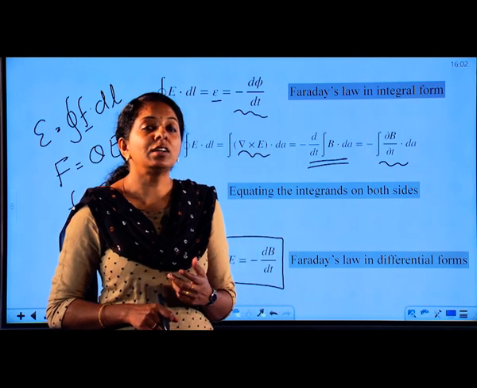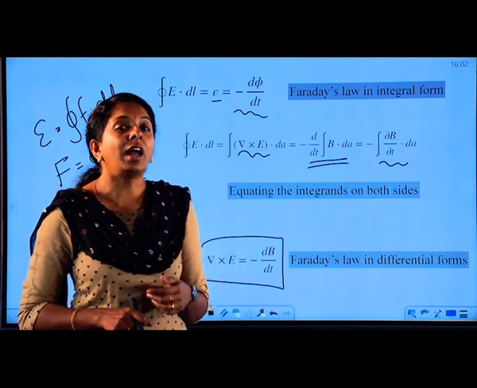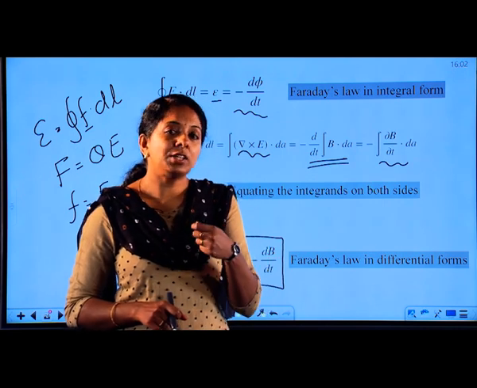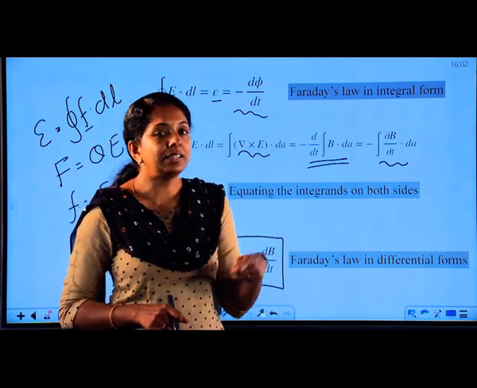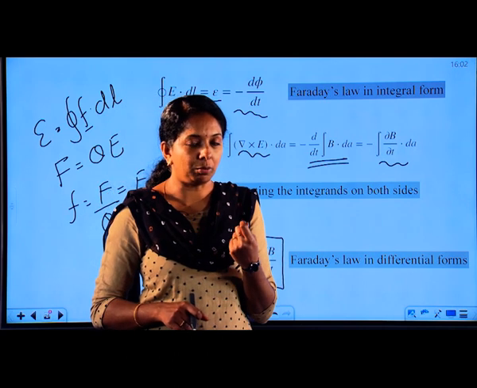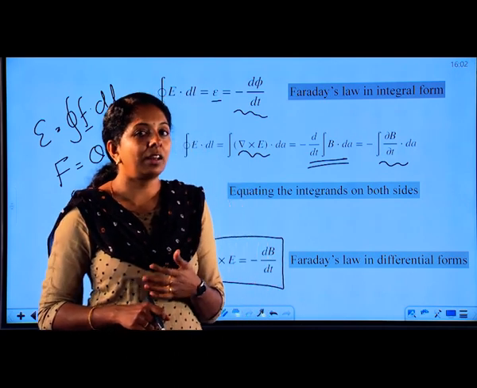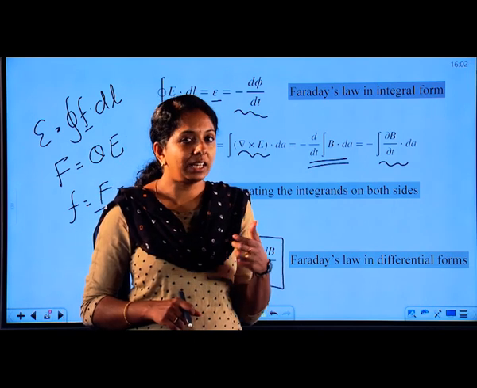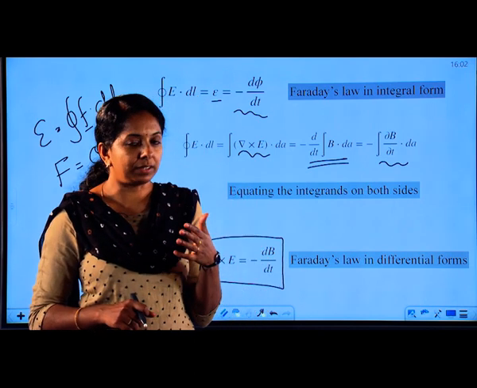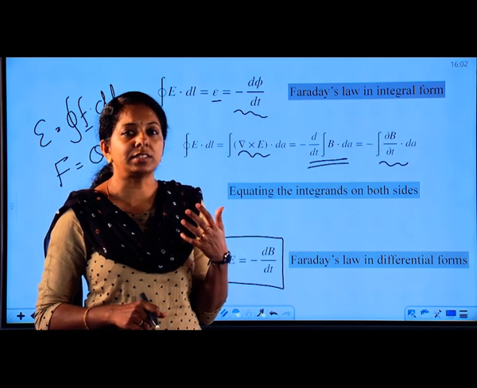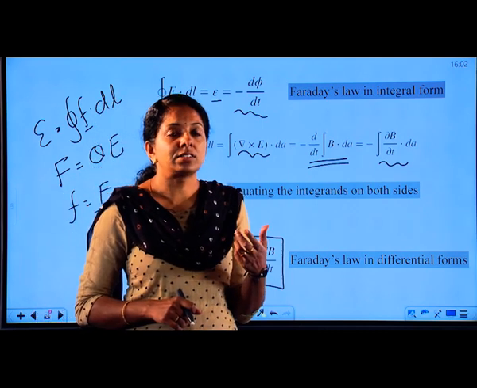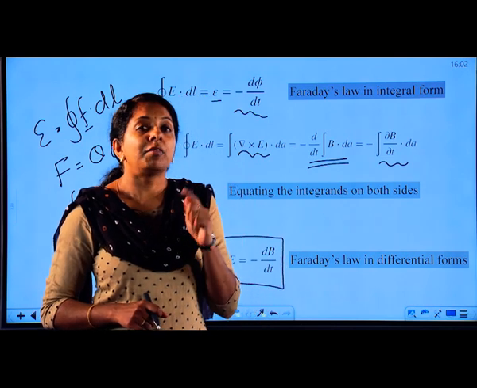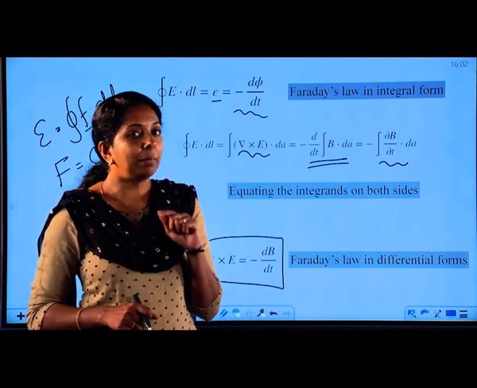Whatever be the reason for the change of flux, an EMF should be generated, because in the second experiment the magnet is moving to the left and there is a change in flux associated with the loop. But in the third experiment the magnet and the loop are stationary, but we have changed the strength of the magnetic field. In both situations there is some reason for the flux to change, because flux is given by phi, that is the surface integral of B dot dA.